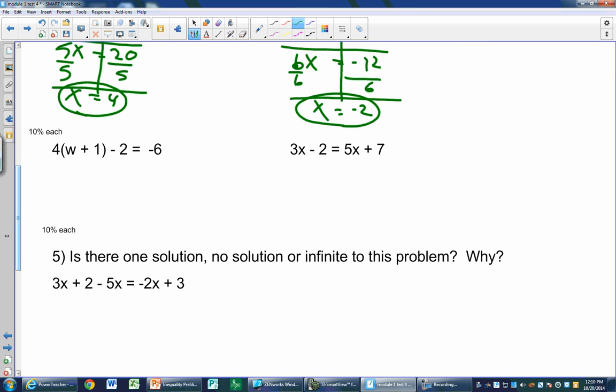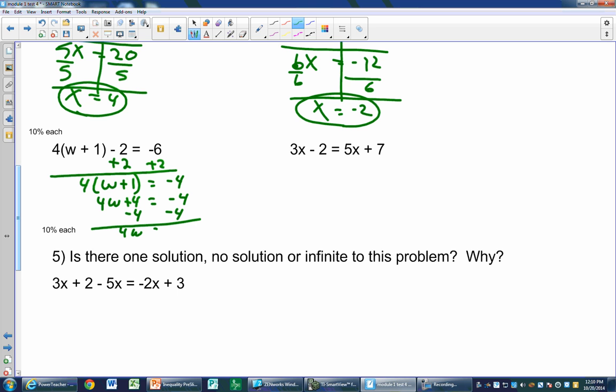For this one, you can either add 2 first, or you can multiply by 4, distribute the 4. I'm going to add the 2, just a personal preference. You can either distribute the 4, or you can divide by 4. If you distribute the 4, which most of you are likely to do, make sure you distribute it to the positive 1. Do the inverse operations, subtract 4. Make sure you get negative 8. When you divide by 4, you get w equals negative 2.